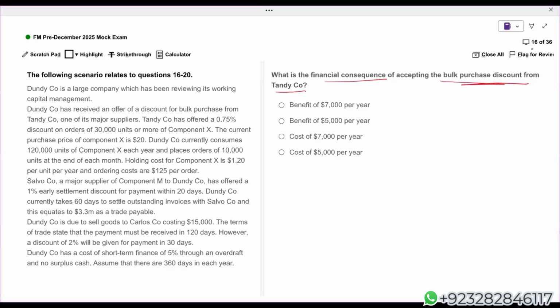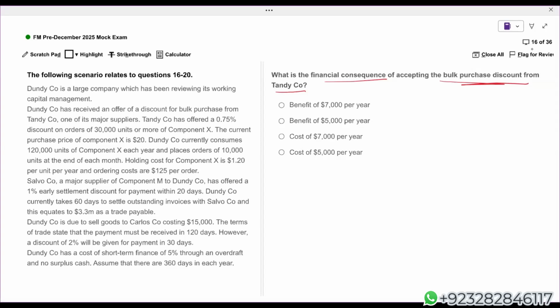Let's see. All you need is first you need to calculate your existing annual inventory cost, and then we will compare that with the revised annual inventory cost with bulk purchase discount. If the revised annual inventory cost is lower than the existing annual inventory cost, then there will be a benefit. Otherwise, there will be a net cost. The following scenario relates to question number 16 to 20.